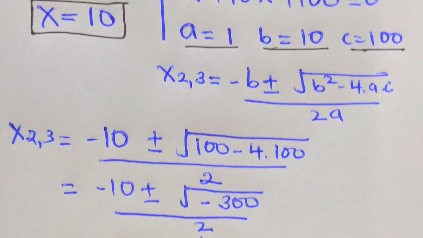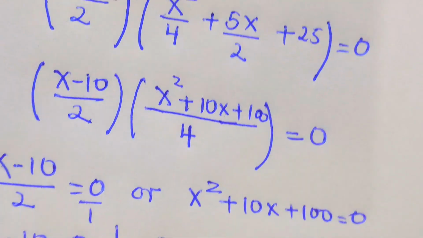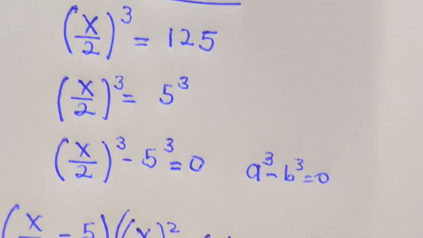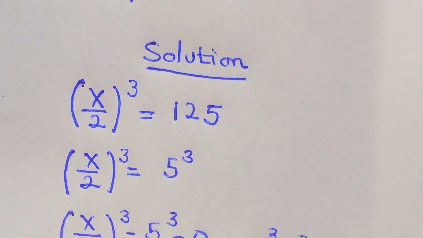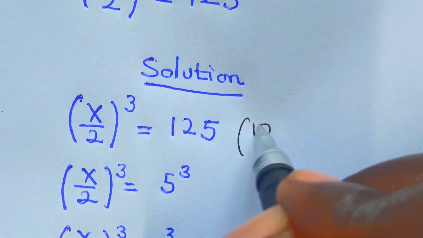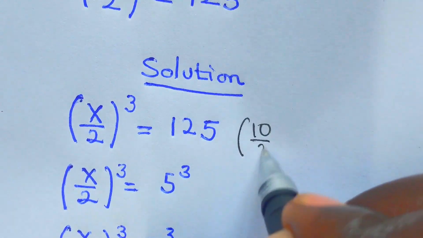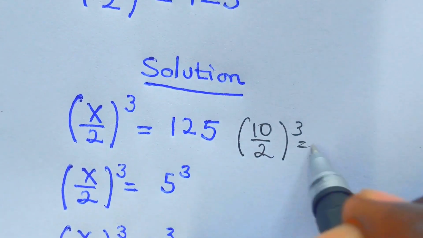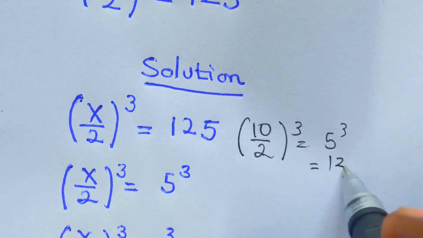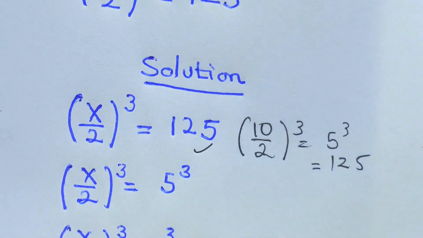So as we have it here, we can come back to the question we were given to check if it is correct. Here we have 10 over 2 raised to the power 3. This is 5 power 3, so this is 125, which is correct.